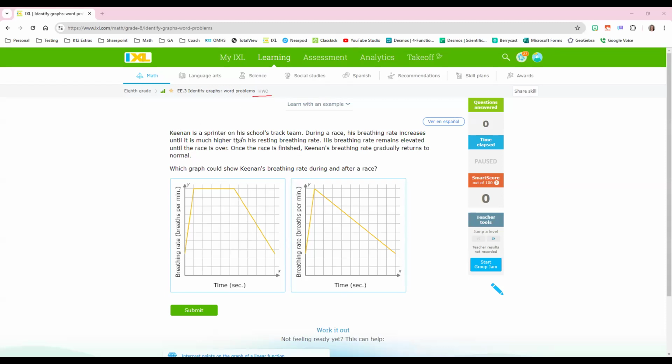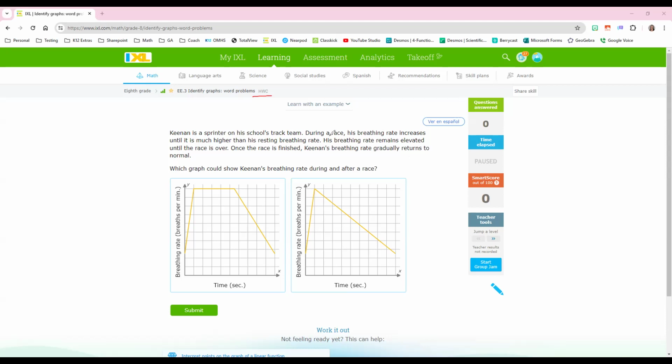So just looking at an overview here, it looks like we have a story that we need to read and we need to pick which one of these graphs is going to match it. All right, so Keenan is a sprinter on his school's track team. During a race, his breathing rate increases until it is much higher than his resting breathing rate. His breathing rate remains elevated until the race is over. Once the race is finished, Keenan's breathing rate gradually returns to normal. Which graph could show his breathing rate before, during, and after the race?